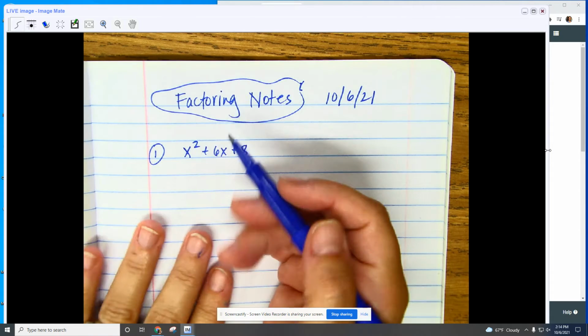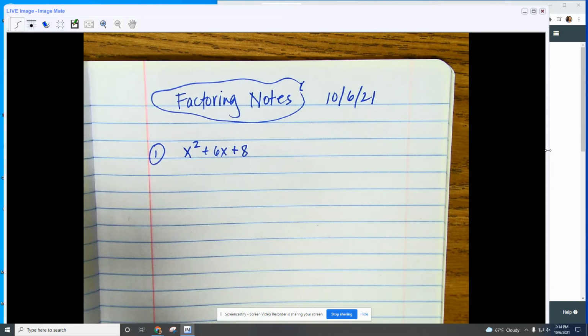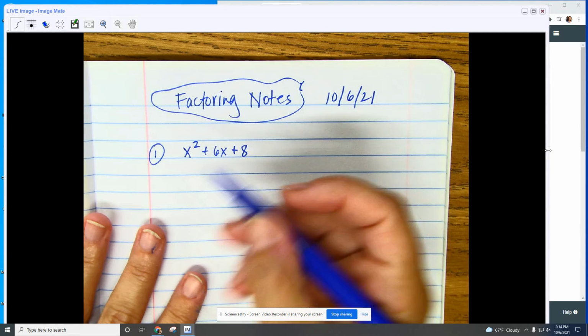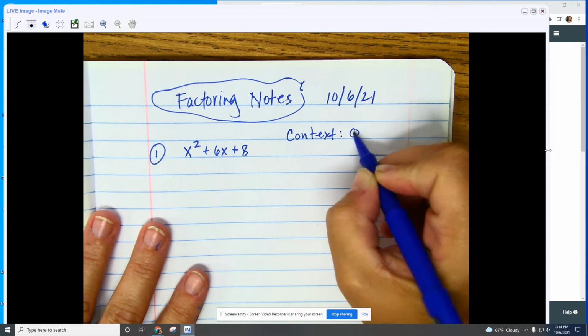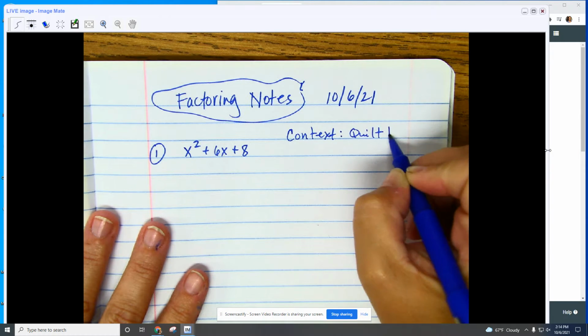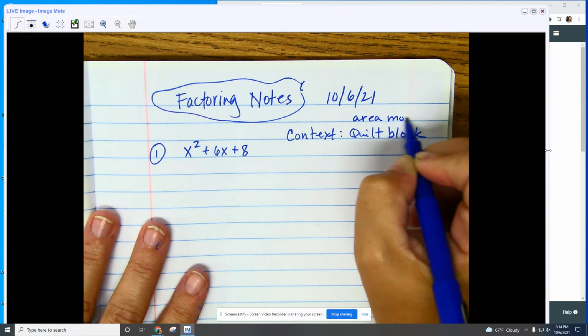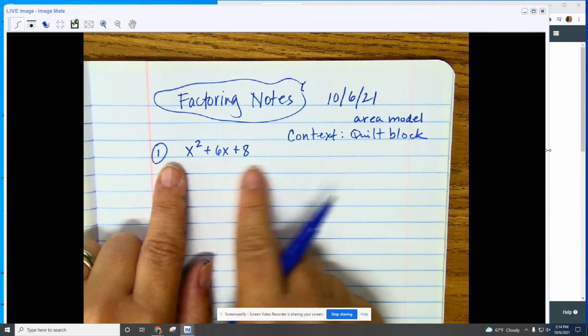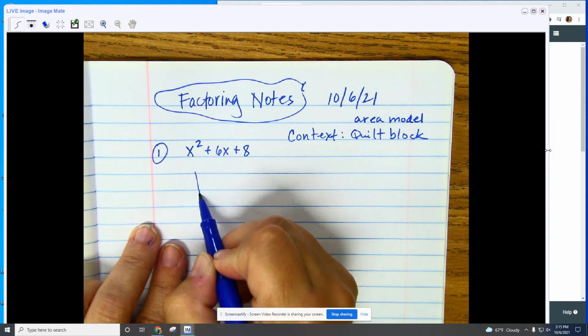All right. So right now, I'm going to connect something for you, and then we're leaving behind the context. What context have we been working in for the last week? We've been talking about a quilt block, right? Like making quilts, which is known as our area model. So we've been giving you a trinomial, and then we've been talking about how that breaks down.